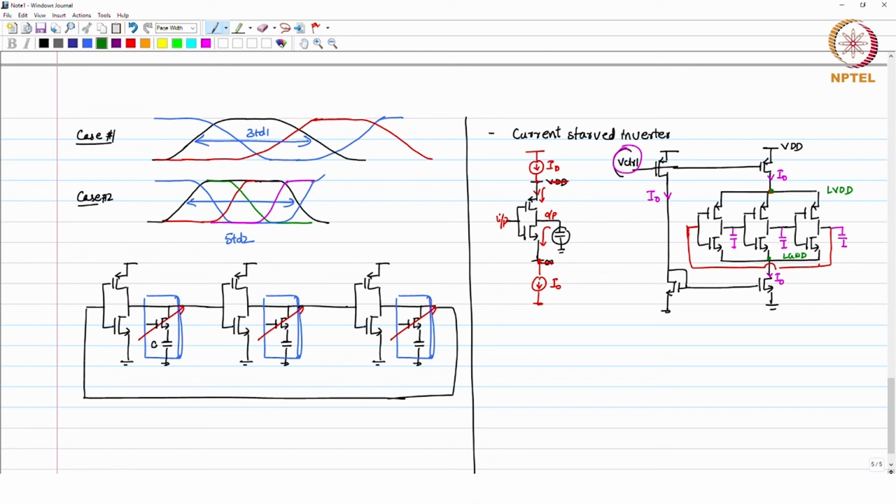So, the way we controlled our inverter delay by controlling the current source, you can also control the inverter's delay by controlling its supply voltage. So, you can do both of these if you require to vary the oscillator's frequency. Okay. Thank you.